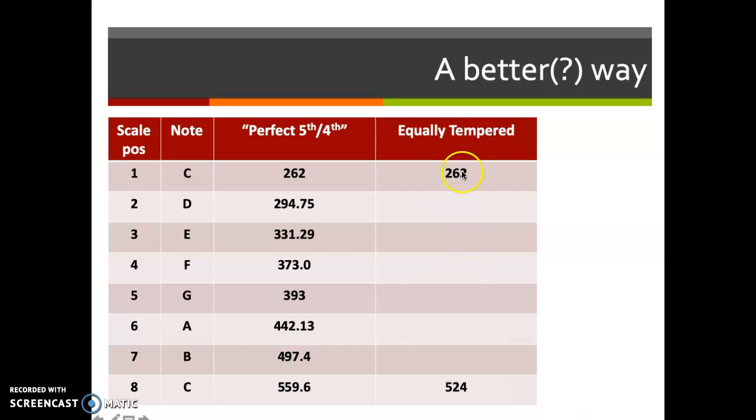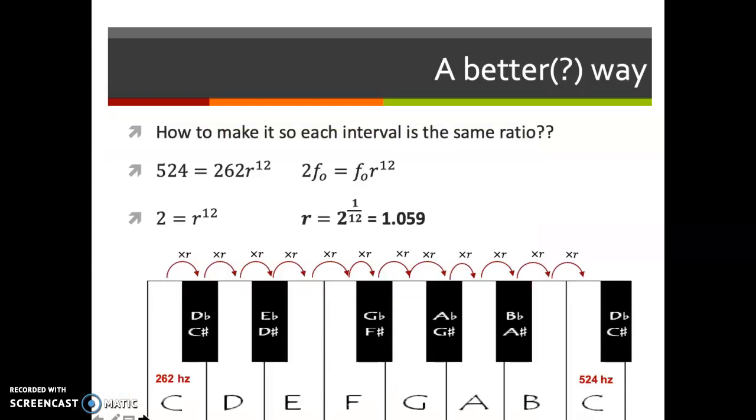All right, so how do we build a better scale? We need to have 524 at the top, and yet we want the fifths to sound good and we want the fourths to sound good. And the way that we do it is what's called the equally tempered scale. We make every interval about the same, and we divide it. There are actually 12 of these, called semitones or half steps, from C to C sharp, from C sharp to D. There are 12 of those from C to the next C.